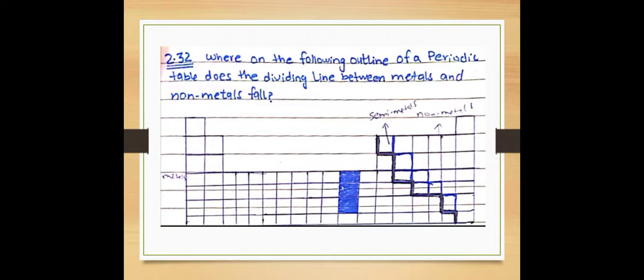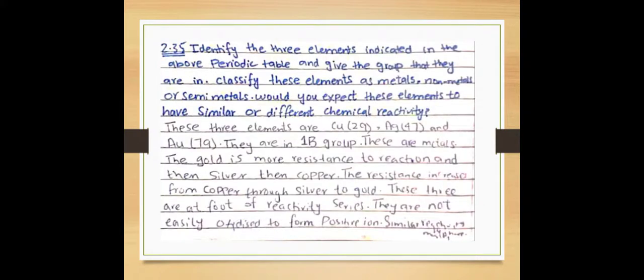In this question, we have to draw the zigzag line of the semi-metals we studied before. Then identify the three elements and classify these elements as metal or non-metal. What would you expect? They have similar properties. These are three metal elements. This is basically question number 2.35 of the book, chapter number 2.